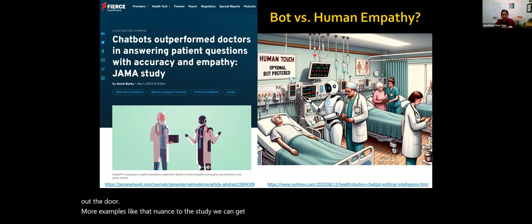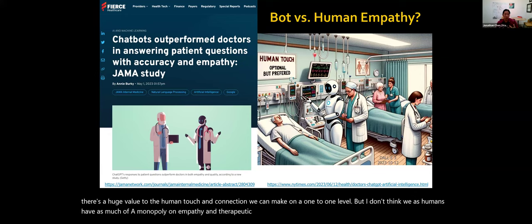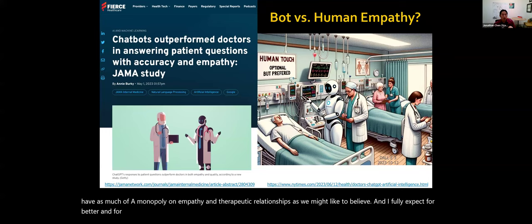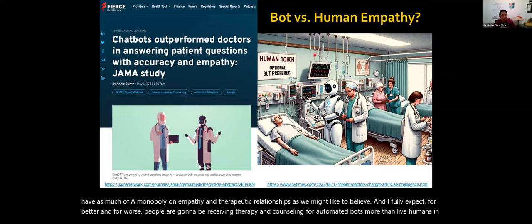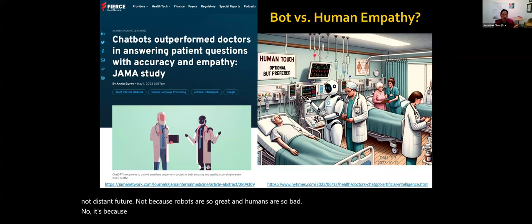The broader point I want to make here is obviously, I believe there's a huge value to the human touch and connection we can make on a one-to-one level. But I don't think we as humans have as much of a monopoly on empathy and therapeutic relationships as we might like to believe. And I fully expect, for better and for worse, people are going to be receiving therapy and counseling from automated bots more than live humans in the not distant future. Not because robots are so great and humans are so bad. No, it's because of an extreme mismatch between the demand, the need, and the supply of such support services that in a human-driven healthcare system, we will never keep up with, right?